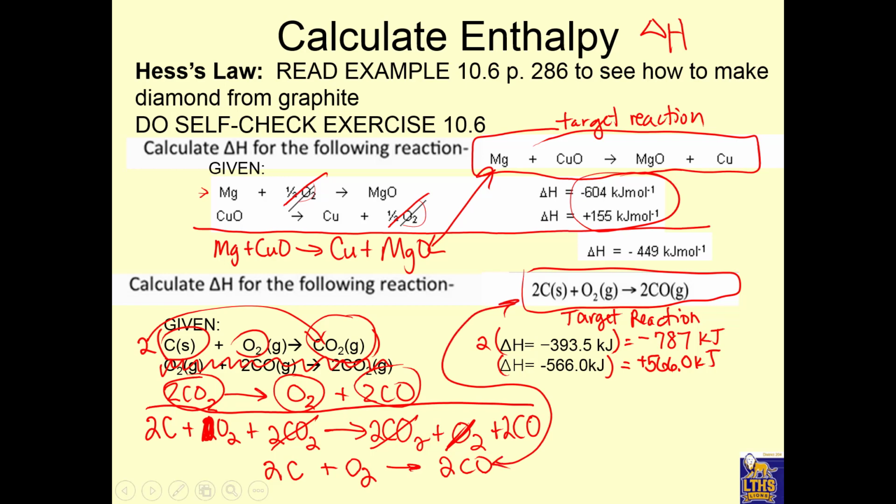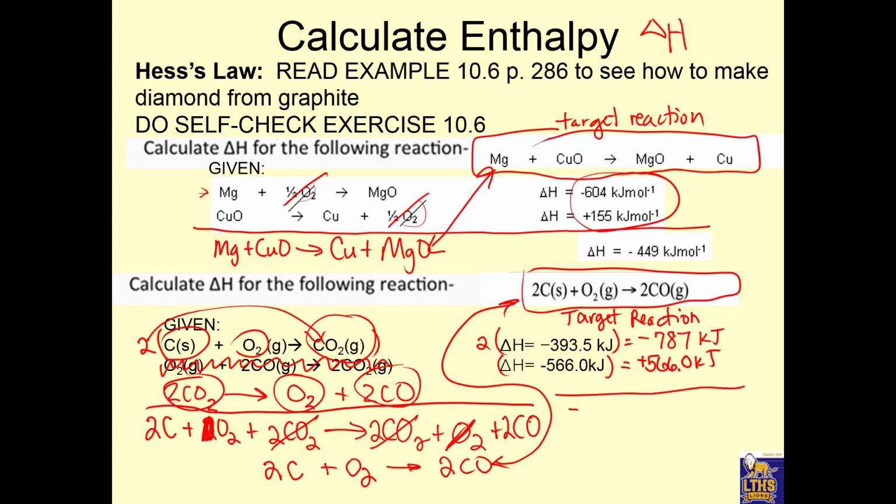So how did I do that? Well, I added these together after I manipulated them. I had to multiply the first equation by 2, so I had to multiply the delta H by 2. I had to take the second equation and flip it around the arrow, so I had to take the negative sign and flip it to be a positive sign. And then I added them together.